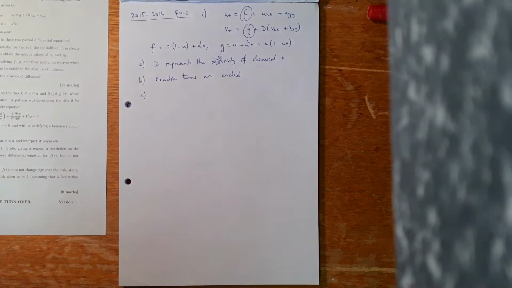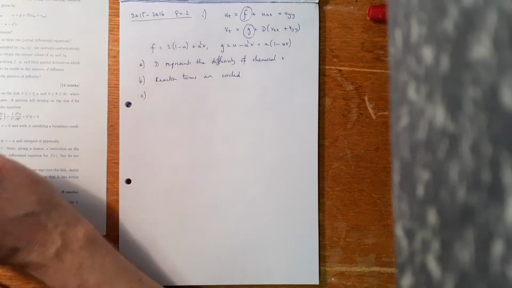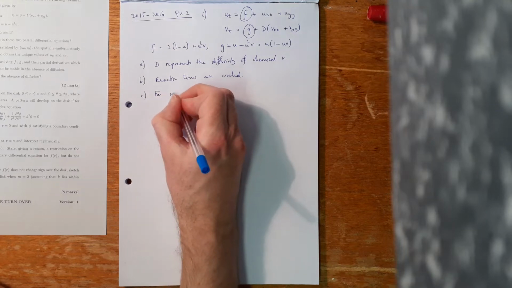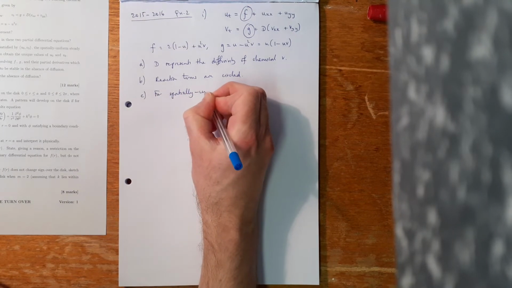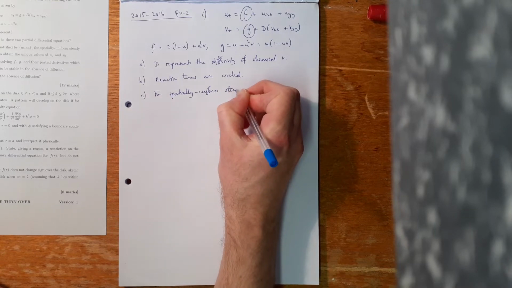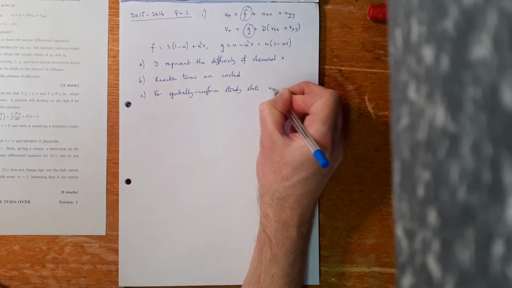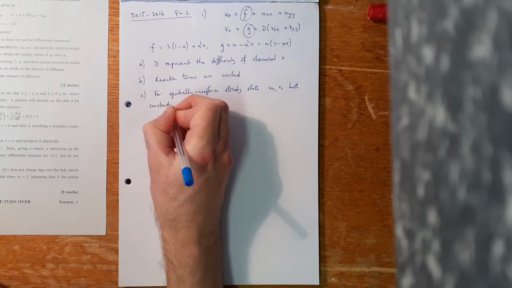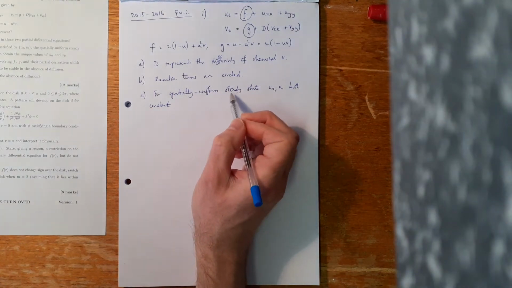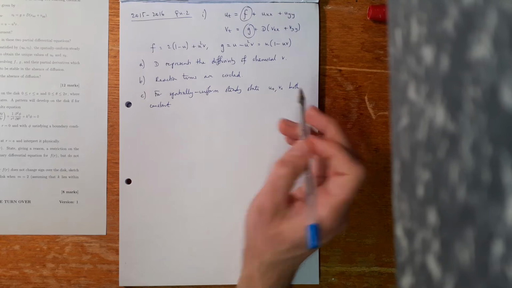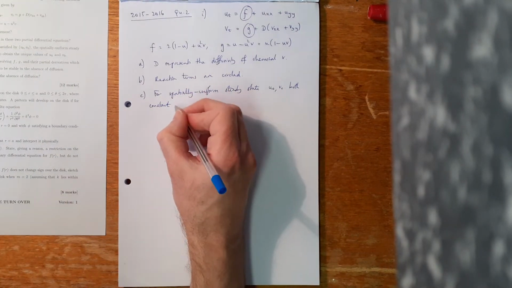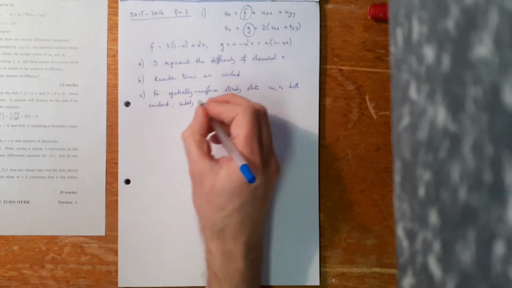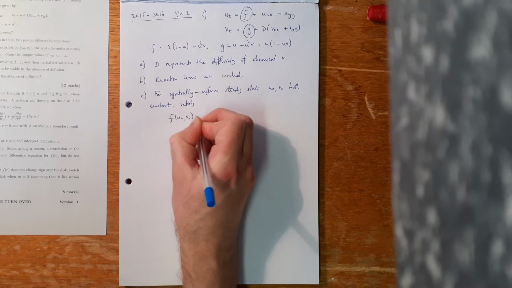C. Give two algebraic relations satisfied by U0, V0, the spatially uniform steady state. Okay, so for a spatially uniform steady state, U0 and V0 are both constant. Spatially uniform means it doesn't depend on space. Steady state implies it doesn't depend on time either, so they must be constant. So they must therefore satisfy, from the U equation, if U is a constant, F must be 0, so we must have F of U0, V0 is 0.